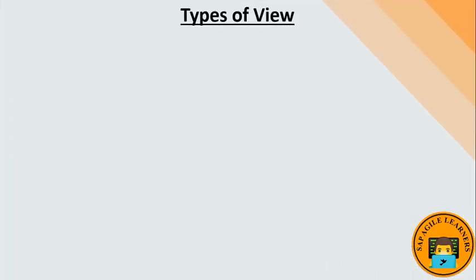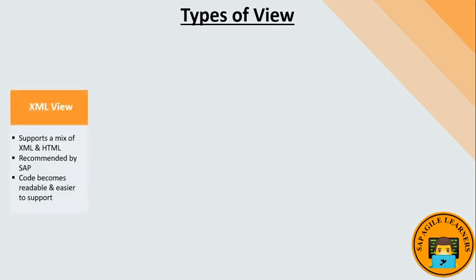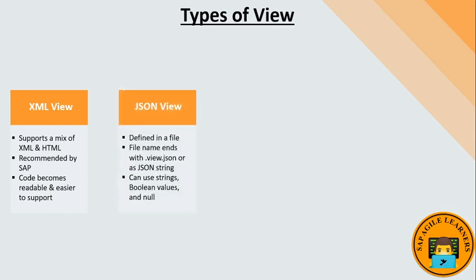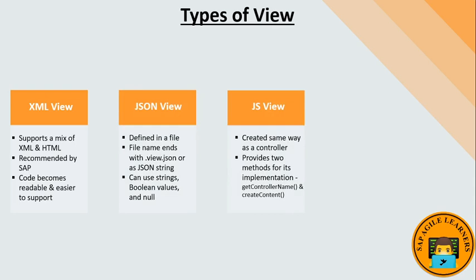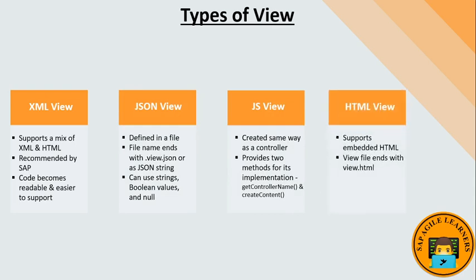Next comes types of view. As we discussed earlier, the view is responsible for defining and rendering the UI. SAPUI5 supports predefined view types. First one is XML view. Second, JSON view. Third is JS view. And the fourth is HTML view.